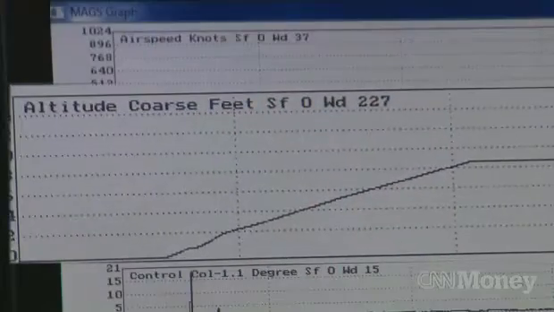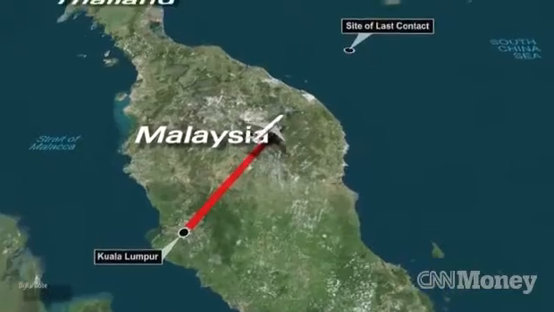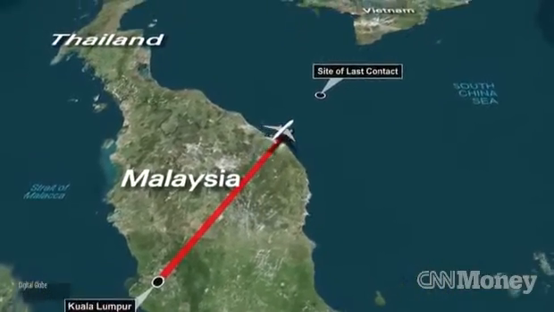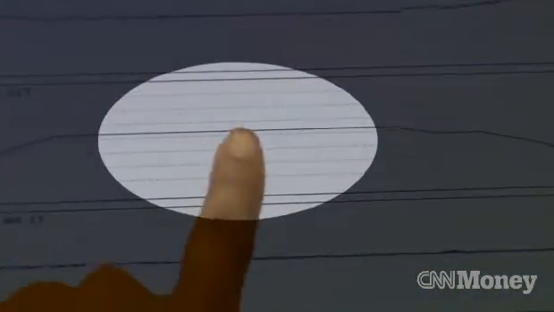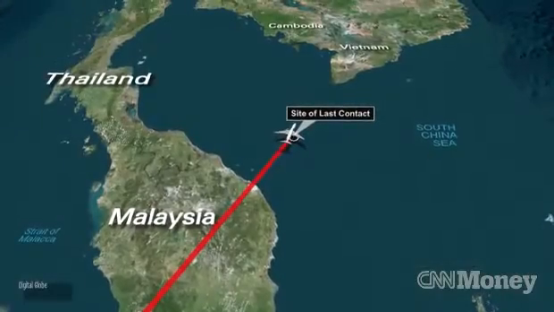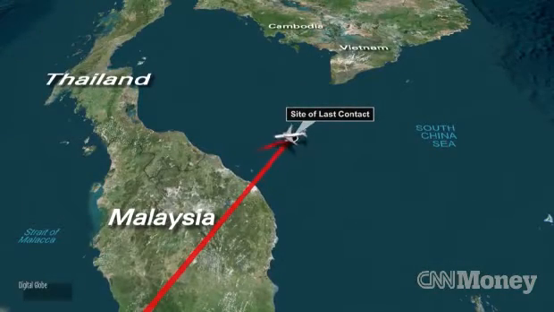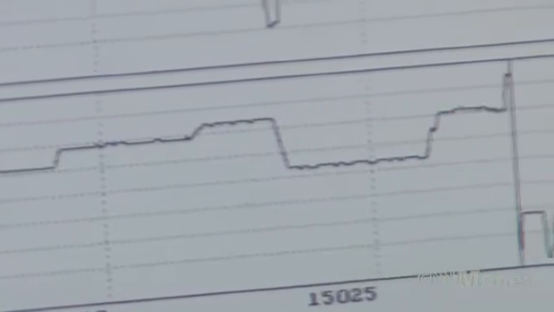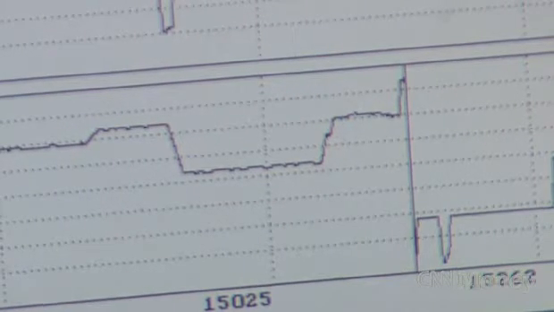This line represents the plane's altitude. If flight MH370 suddenly dropped to a lower altitude mid-flight, here is where we'd see a change. And if someone on board deliberately altered the flight path, we'll see this line start to dip or rise depending on the direction.